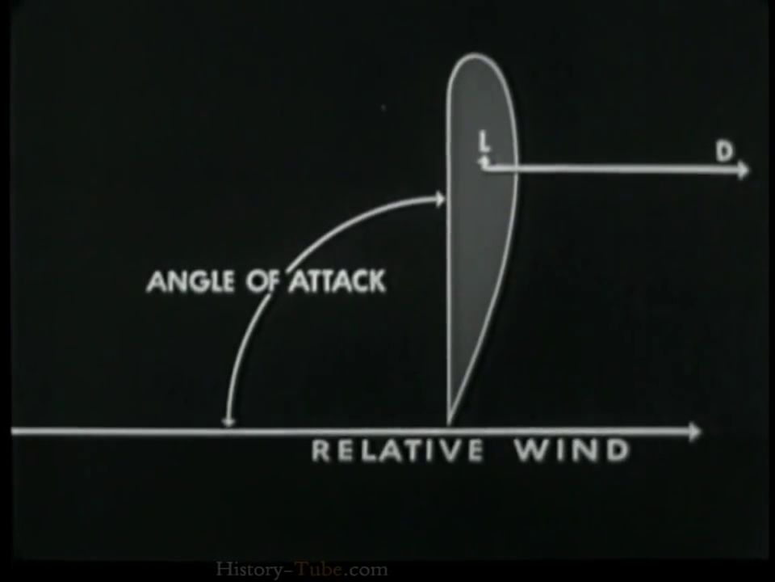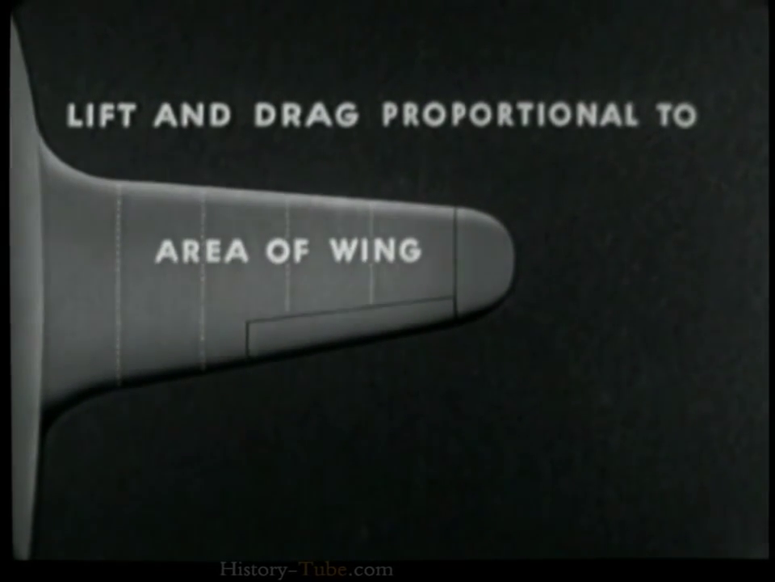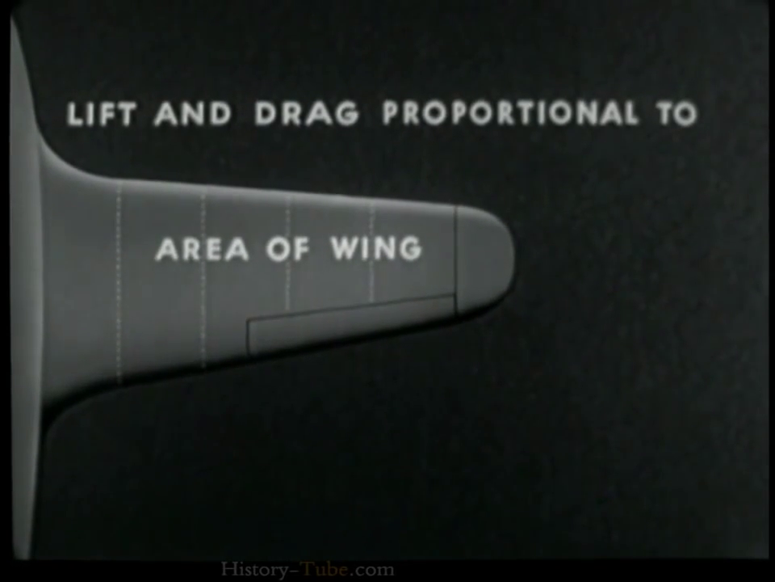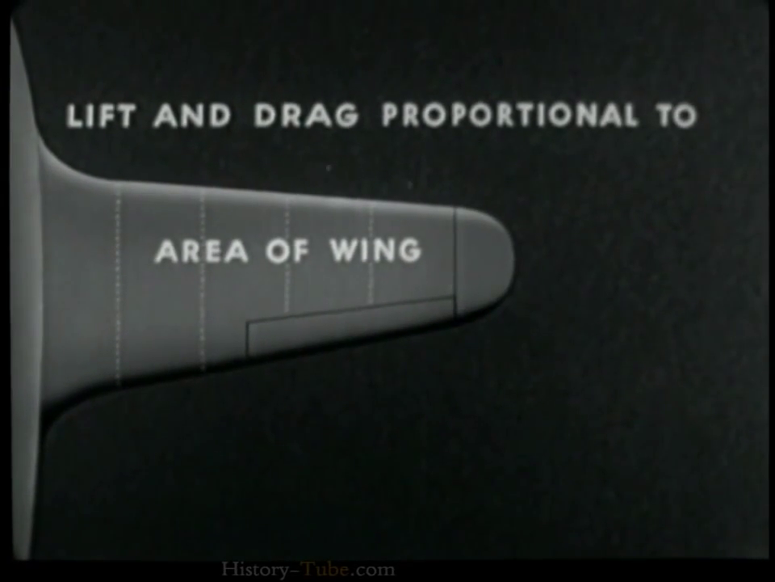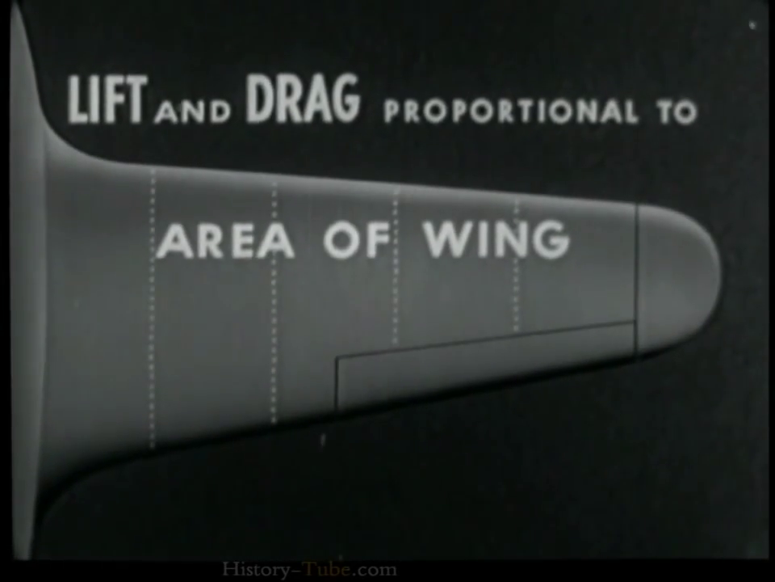At 90 degrees, the airfoil acts like a flat plate. It has maximum drag and negligible lift. Wind tunnel tests have also proven that for any given airfoil, lift and drag vary directly with the area of the wing. If the area is doubled, lift and drag are also doubled.